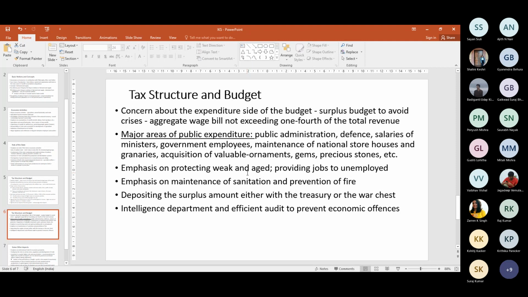But what is very, very important in both the cases is basically rationalization of public expenditure. Arthashastra also raised concern about some such rationalization, emphasizing certain core areas where public expenditure can be made. And as it is pointed out here, the aggregate wage bill shouldn't exceed 1/4 of the total revenue of the government. These are some of the concerns regarding public expenditure pointed out in Arthashastra. And in today's context also, we talk about rationalization of public expenditure and the system of efficient audit to prevent various economic offenses.